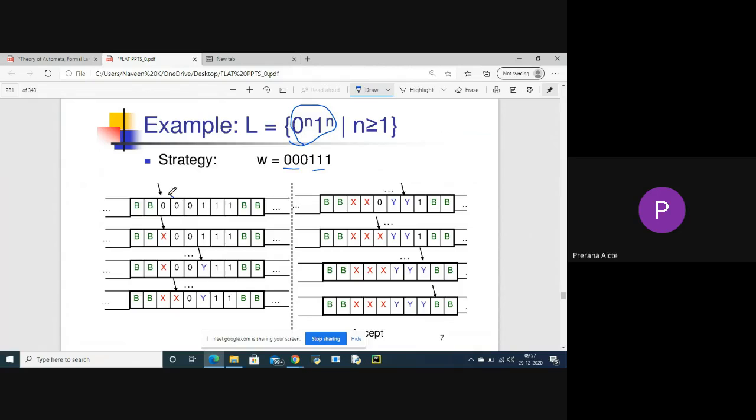Okay, here for the given 0, there is a match for the given 1.